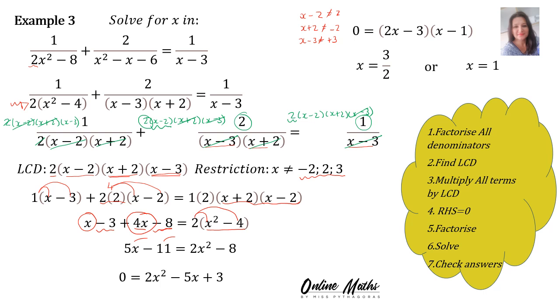So the restriction was x cannot be negative 2, 2, or 3. And in this case, x equals 3 over 2 is valid, and x equals 1 is also valid.